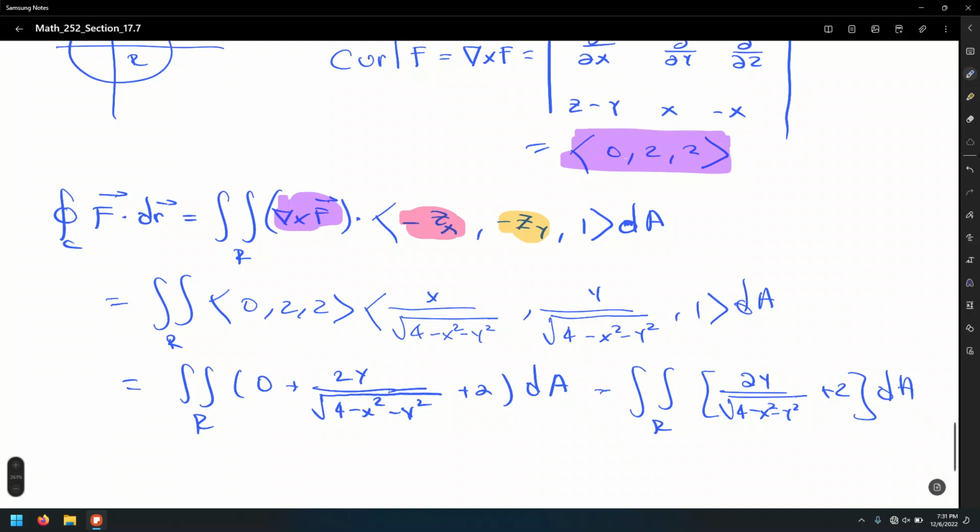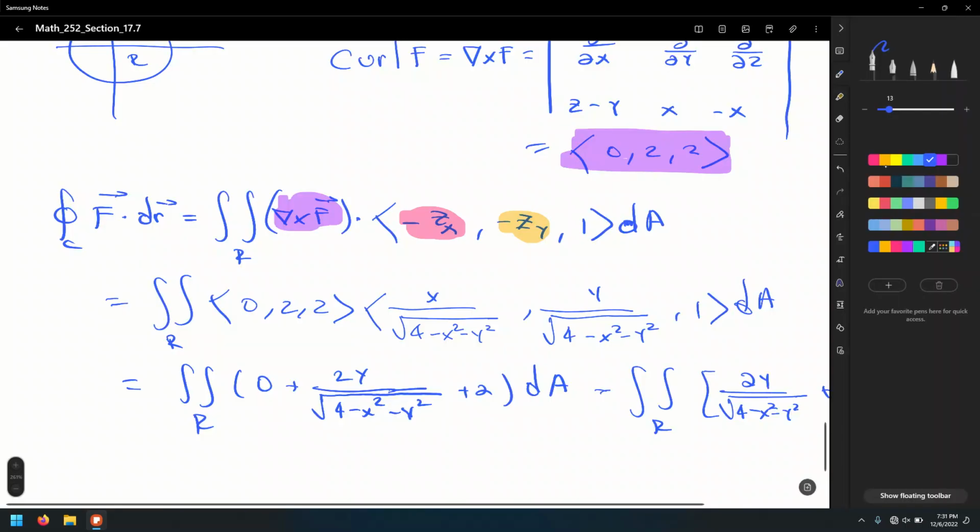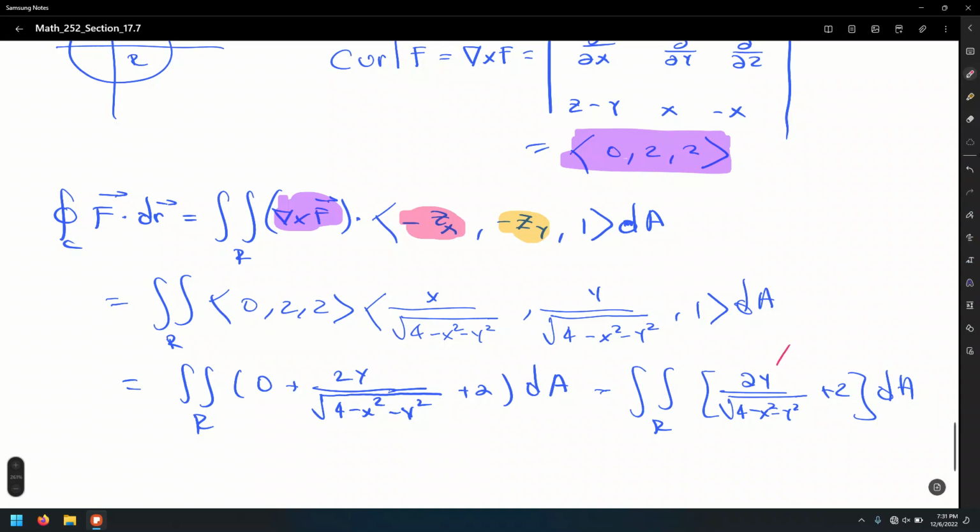So it's an integral that contains x squares and y squares, right? And we're also integrating over a circular region here. So I think this is a good candidate for polar coordinates. So we know the identities over here. This y right here will become r sine theta, and this negative x squared minus y squared is going to be negative r squared. And what's dA going to be? r dr d theta, right?